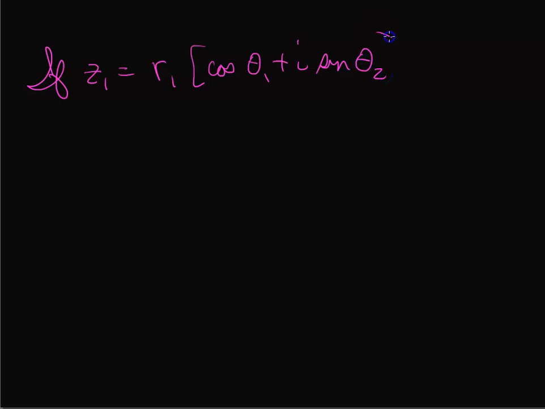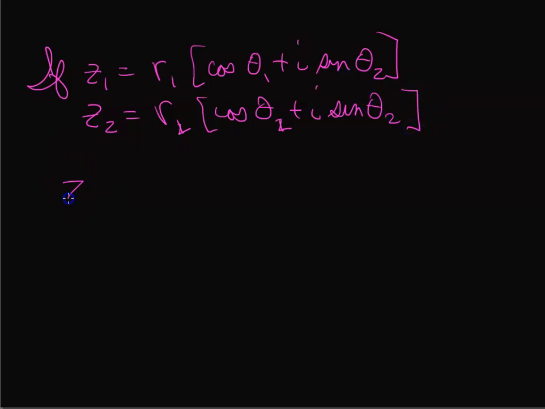So what do you do for the quotient formula? Well, it's similar. If z sub 1 is equal to r sub 1 cosine theta sub 1 plus i sine theta sub 1, and z sub 2 equals r sub 2 cosine theta sub 2 plus i sine theta sub 2, then z sub 1 over z sub 2.